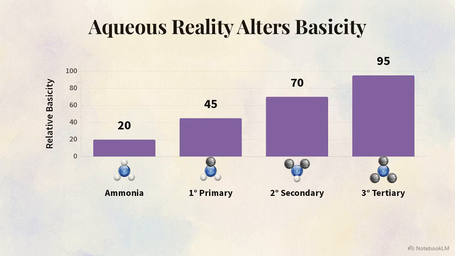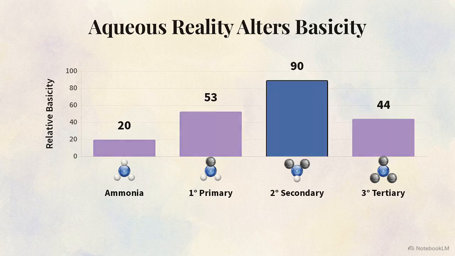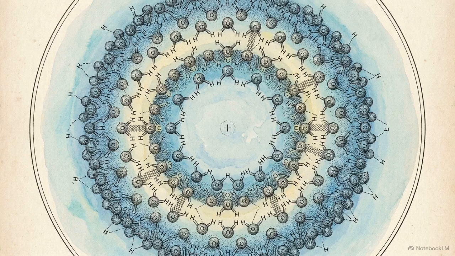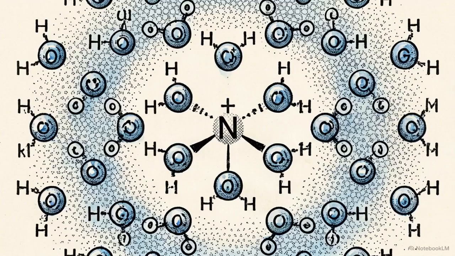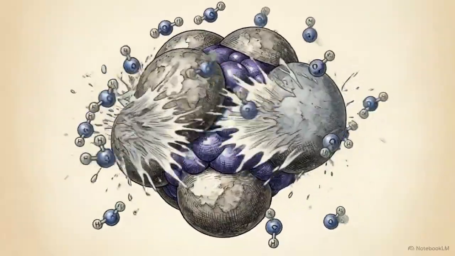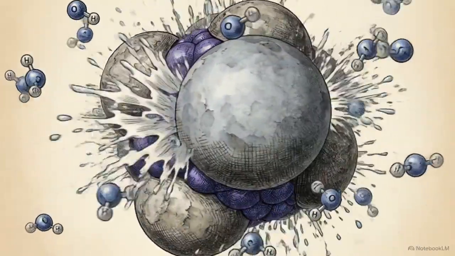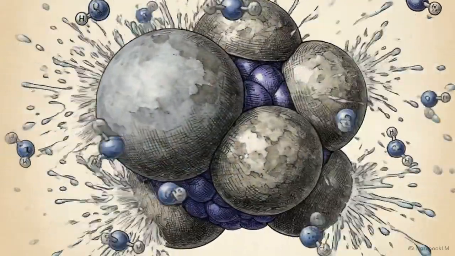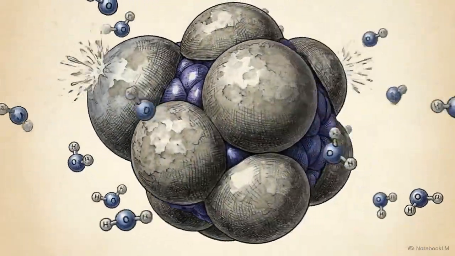In aqueous solutions, however, the real-world measurement deviates. Basicity peaks at the secondary amine and falls sharply for the tertiary amine. The missing variable is hydration stabilization. In water, the resulting conjugate acid must be solvated by water molecules to remain stable. The conjugate acid of a primary amine is highly stabilized because it has 3 hydrogens available for water molecules to bond with. A tertiary amine's bulky carbon groups create steric hindrance. This physical crowding blocks water molecules from solvating the cation, destabilizing the base.